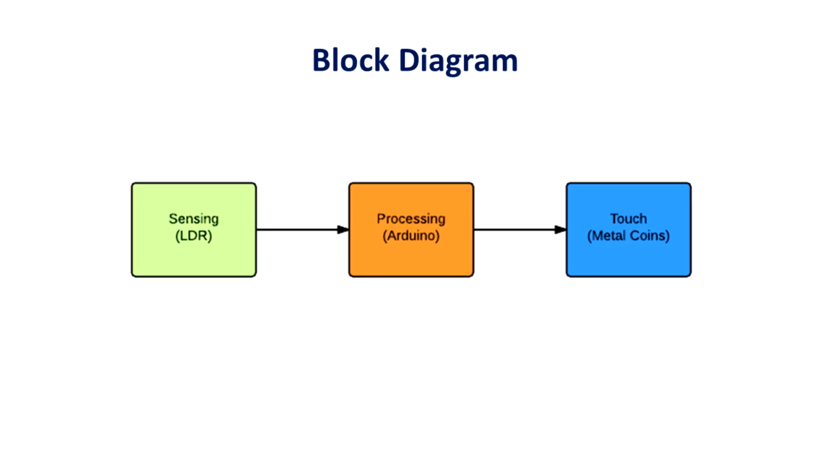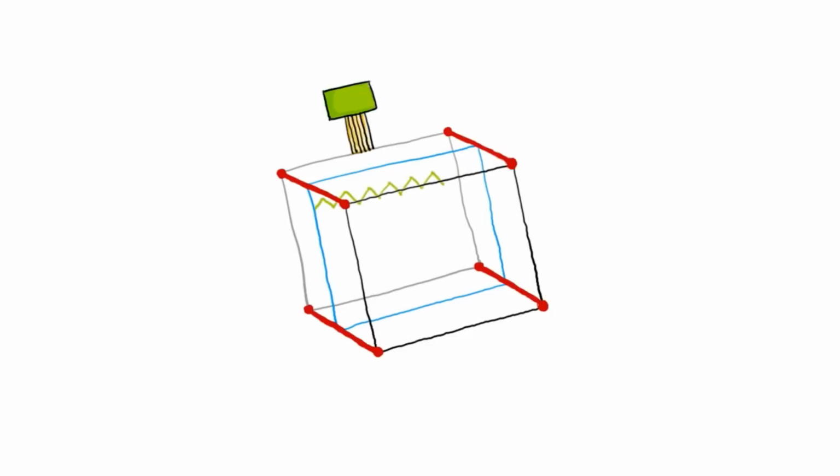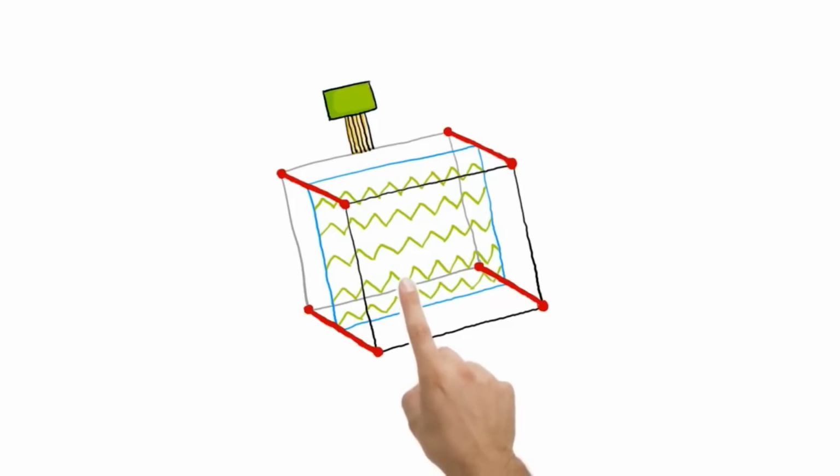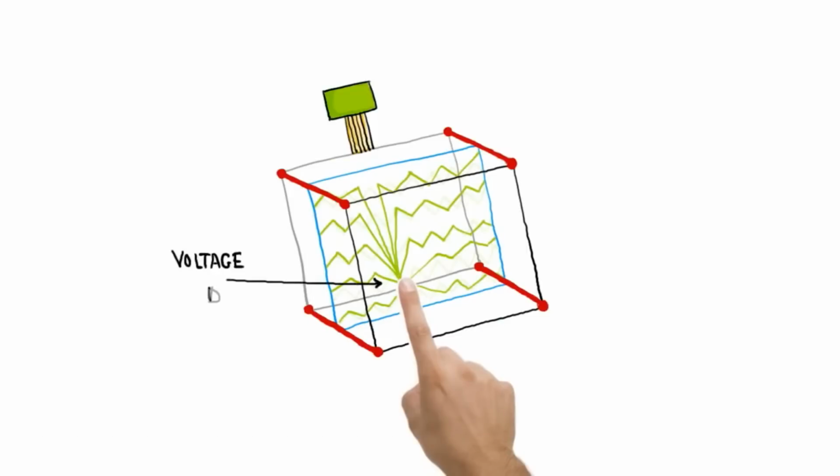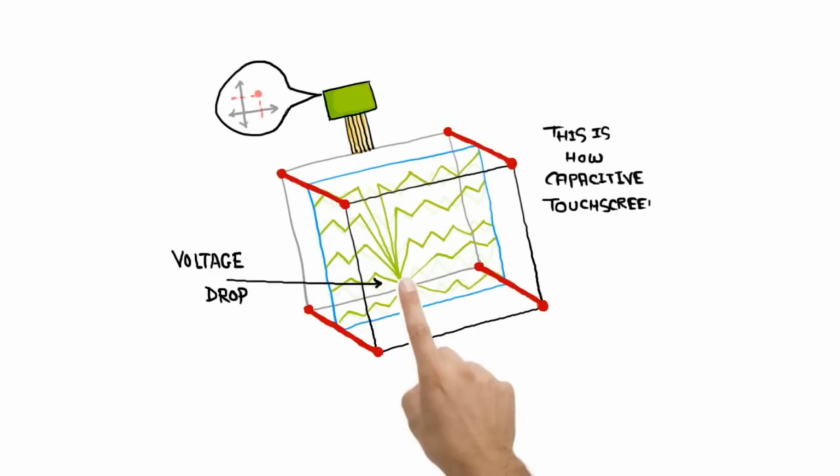Now let us understand how the touch part works. For this, we have to understand how capacitive touchscreens work. Inside the capacitive touchscreens, the electrodes apply a low voltage to the conductive layer, creating a uniform electrostatic field. When a finger hits the screen, a tiny electrical charge is transferred to the finger to complete the circuit, creating a voltage drop at that point on the screen. The location of this voltage drop is recorded by the controller, and this is how the capacitive touchscreens work.